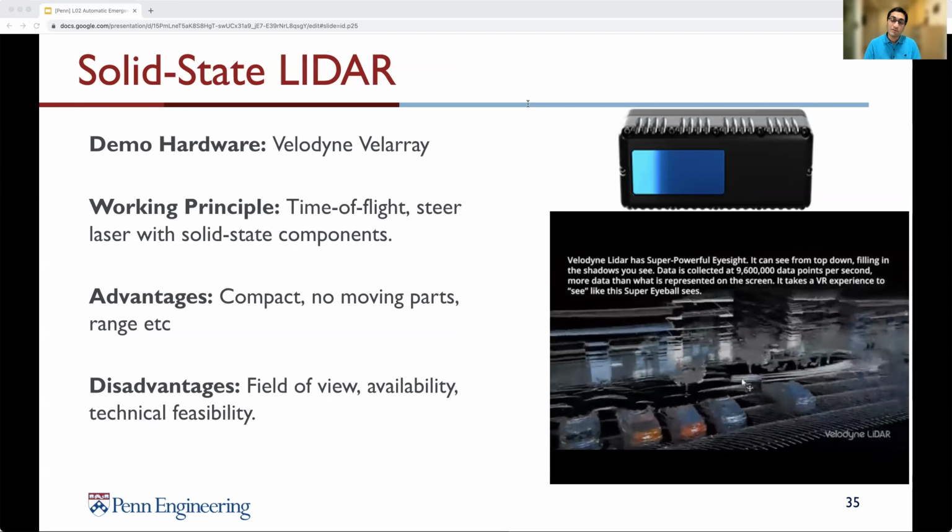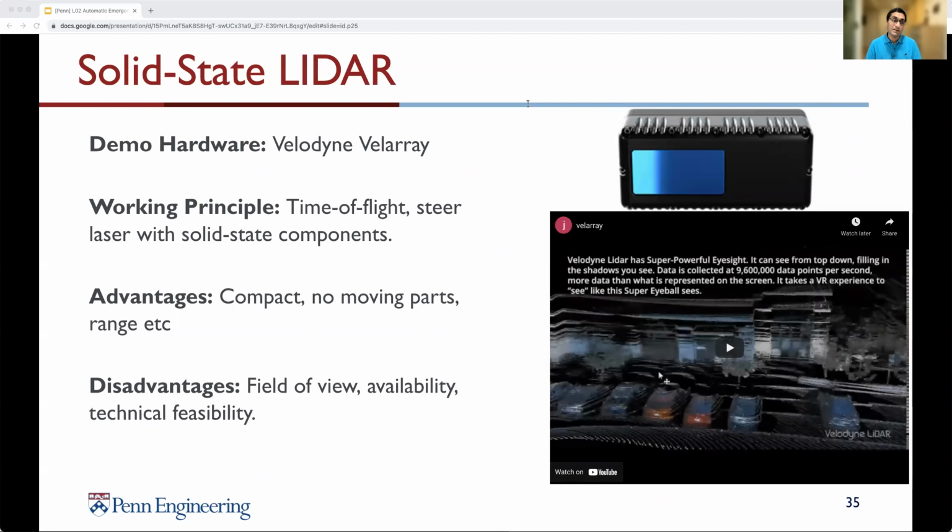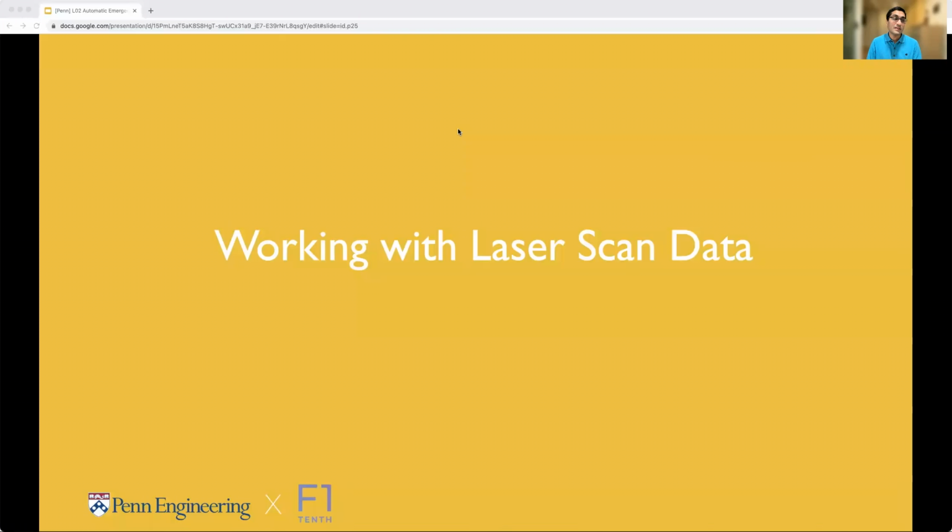And this is a very good application where it is suitable for. So solid state LiDARs are basically new entrants in the market, and there's a lot of startups pushing this frontier, and there'll be a lot of exciting new products in the coming years. So now let's look at what you can do with working with the laser scan data on the F1TENTH car, right?